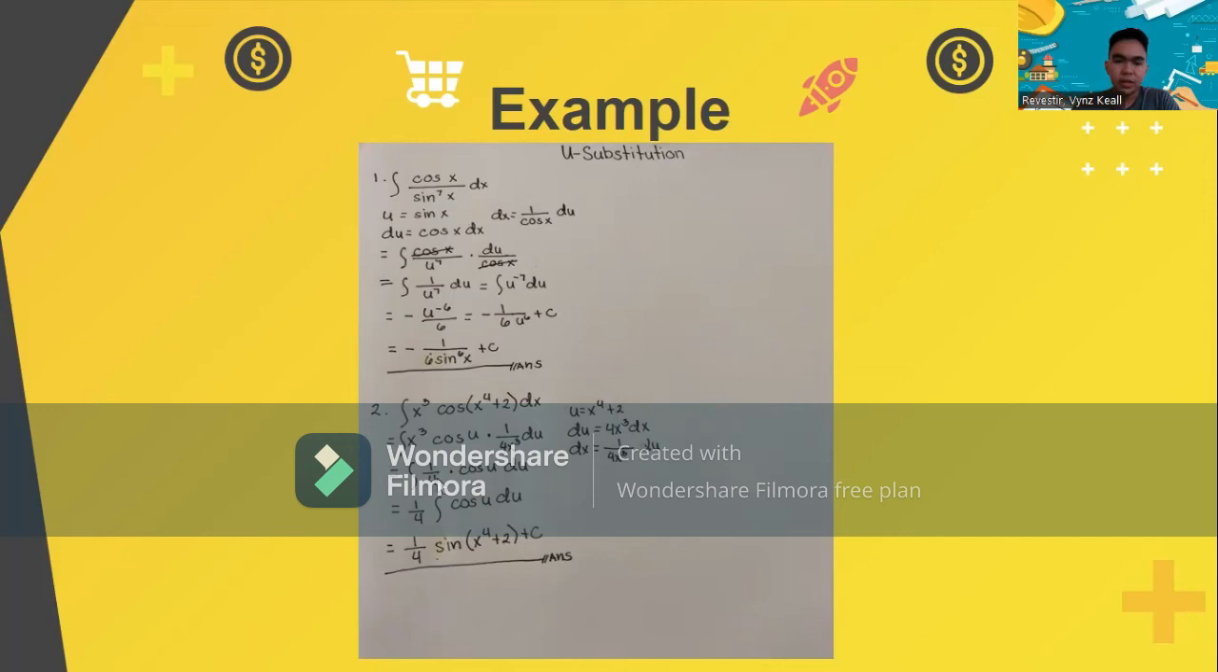equals the integral of 1/4 times cosine u du. Put out the constant 1/4, then integrate cosine u du. So equals 1/4 integral of sine. The integral of cosine is sine, and substitute back x raised to 4 plus 2 and add the constant c.